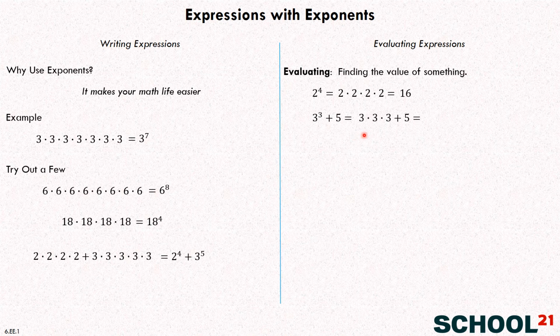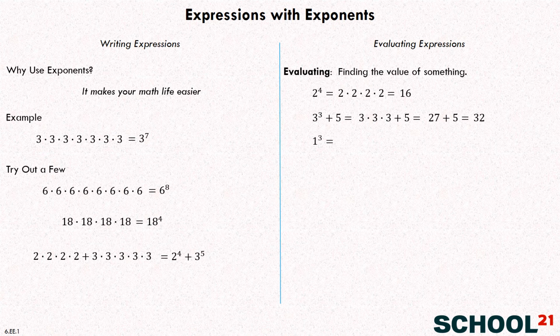So let's go ahead and write this out to make it easier. We have 3 times 3 is? 9. Times another 3? 27. And then plus 5? Yep. It would be 27 plus 5. Can you do a little mental math? 33. Close. It's 32. Oh my goodness. Okay. So that's how you go ahead and evaluate exponents.